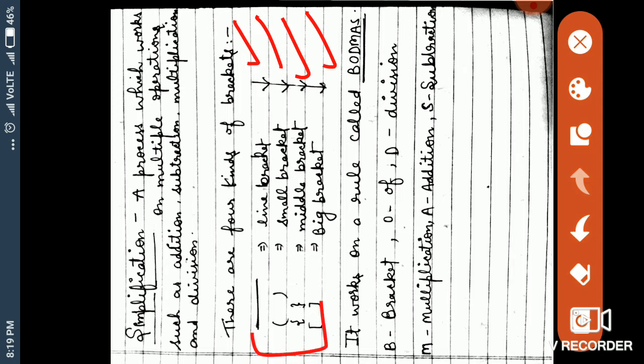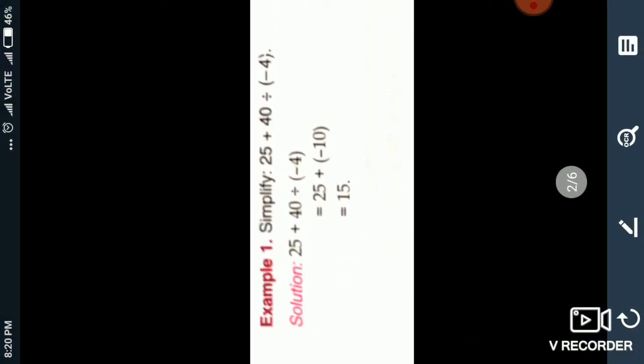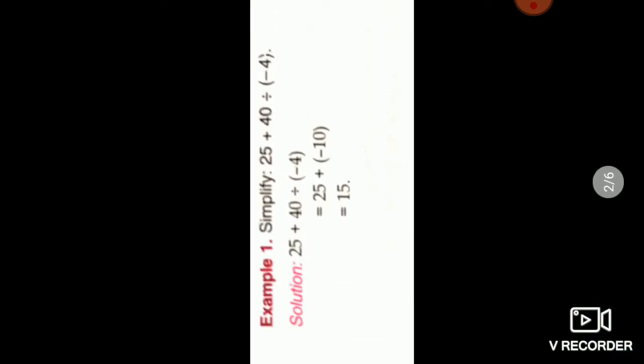And these are the signs of these brackets, and it works on an important rule that is called BODMAS. BODMAS means firstly we will break the bracket, then of, division, multiplication, addition and subtraction. Firstly we will solve the bracket, then we do division, then multiplication, addition and subtraction. Understand? So now this is your first example for simplification.